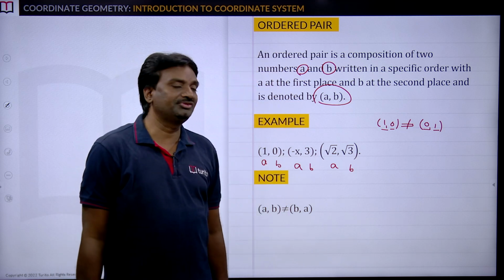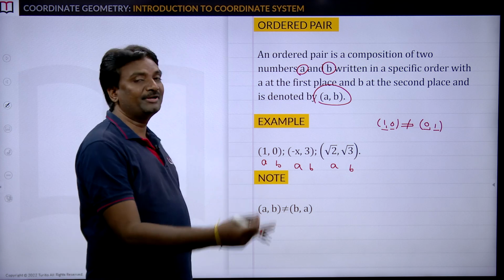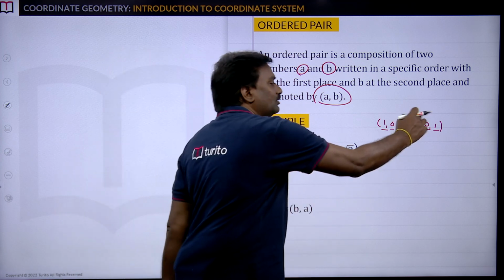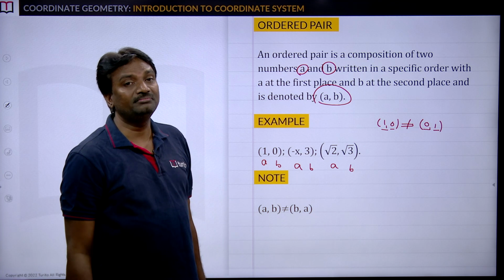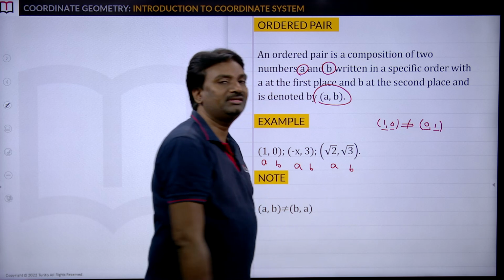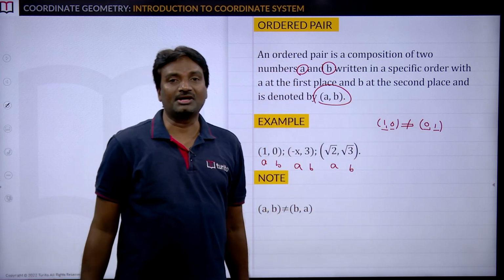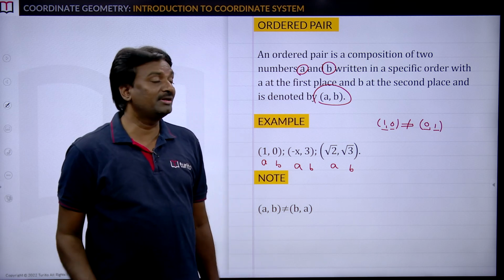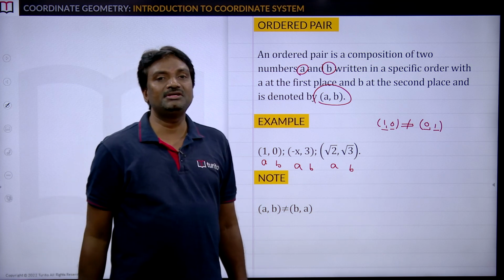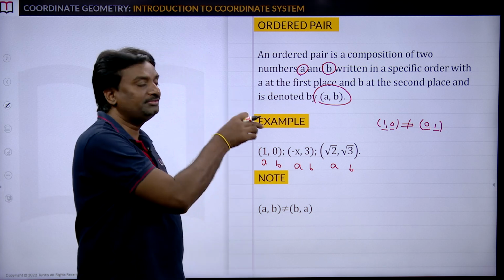So, that is why we can say A comma B is not equal to B comma A. Numbers may be the same, but their order is different. So, 1 comma 0, here also we have 1 comma 0, but according to their places they are different. The numbers in corresponding places are different. That is why we can say A comma B is not equal to B comma A for any two real numbers A and B. So, this is an ordered pair.